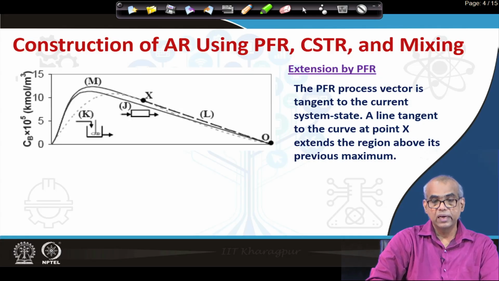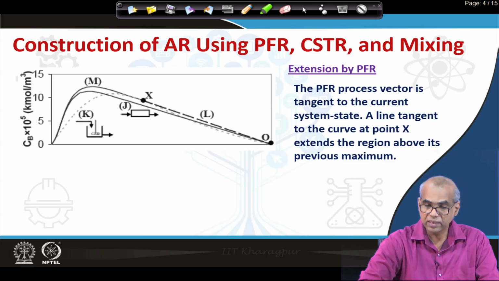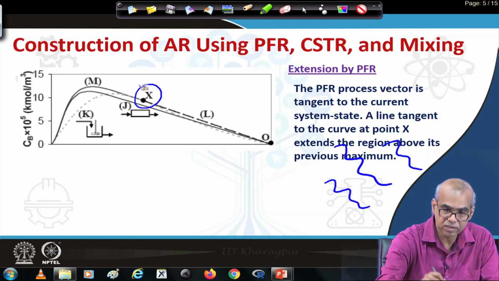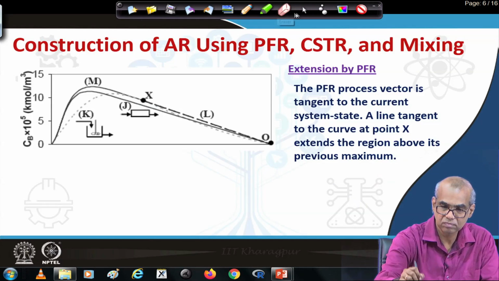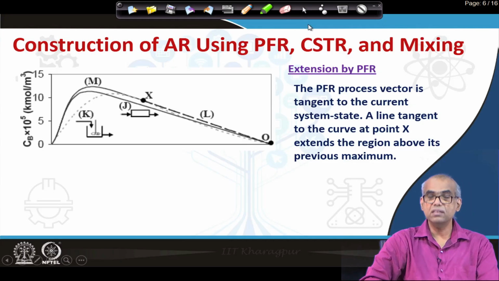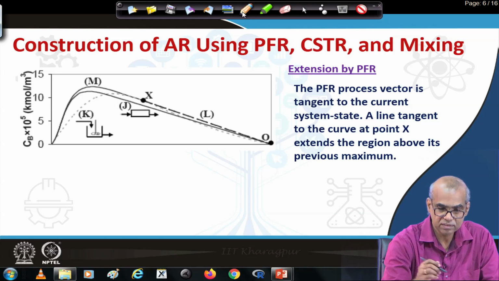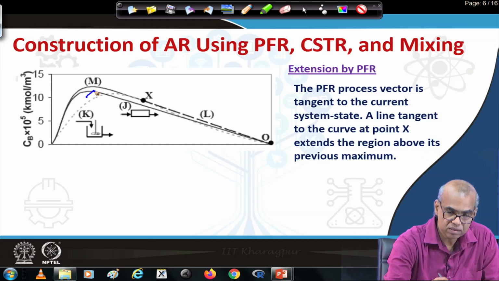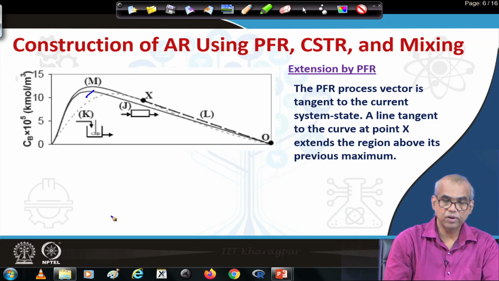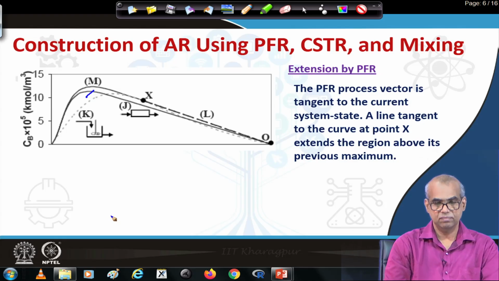Now, let us see whether we can further extend the region by a PFR trajectory. The PFR process vector is tangent to the current system state. So, a line tangent to the curve at point x extends the region above its previous maximum. Note that this was the previous PFR trajectory.